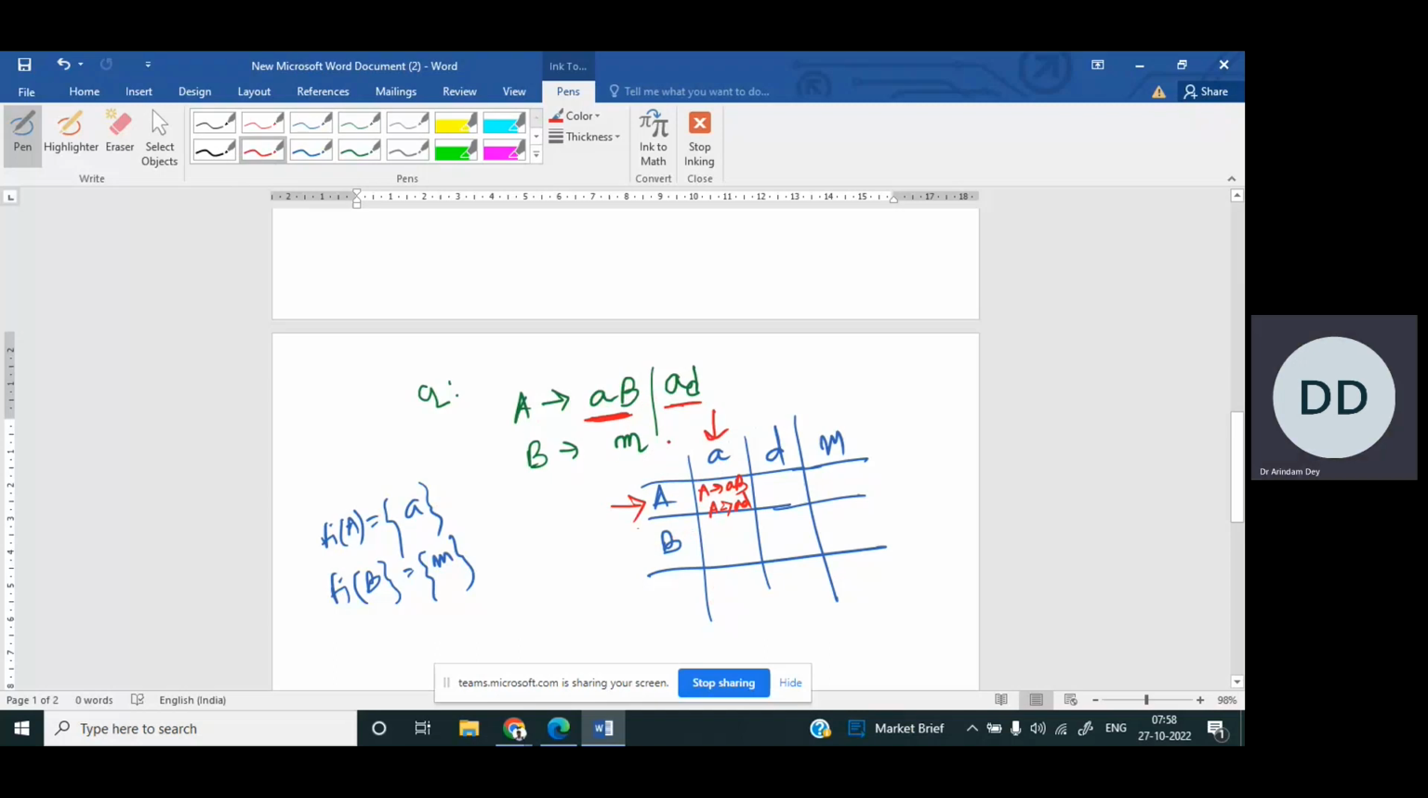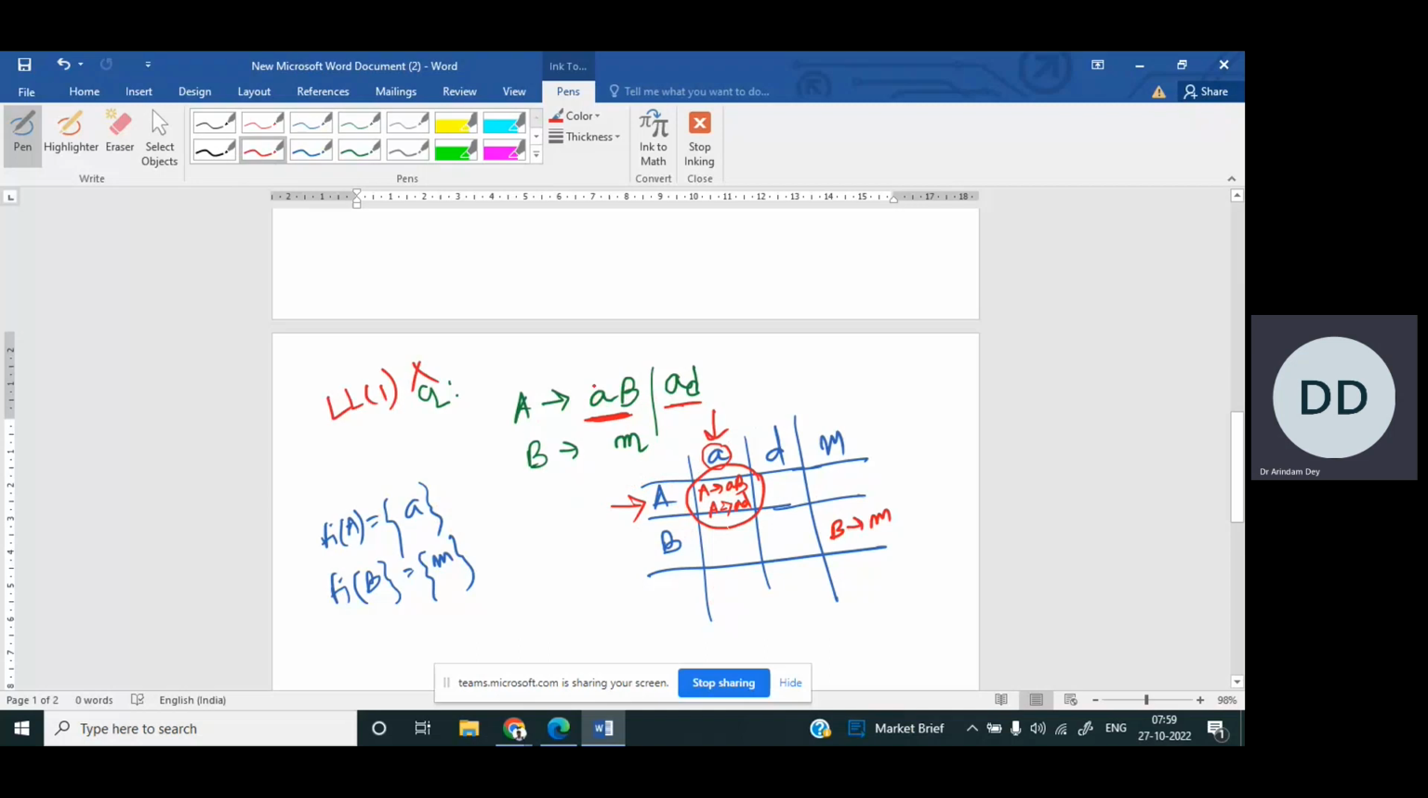For B, this is small m, so B to M is directly there. Now you check that in this cell, two double entries are there. Two entries are there. That means the grammar cannot be LL1. That is sure, because for a single terminal, two productions are there. The parser is being confused.